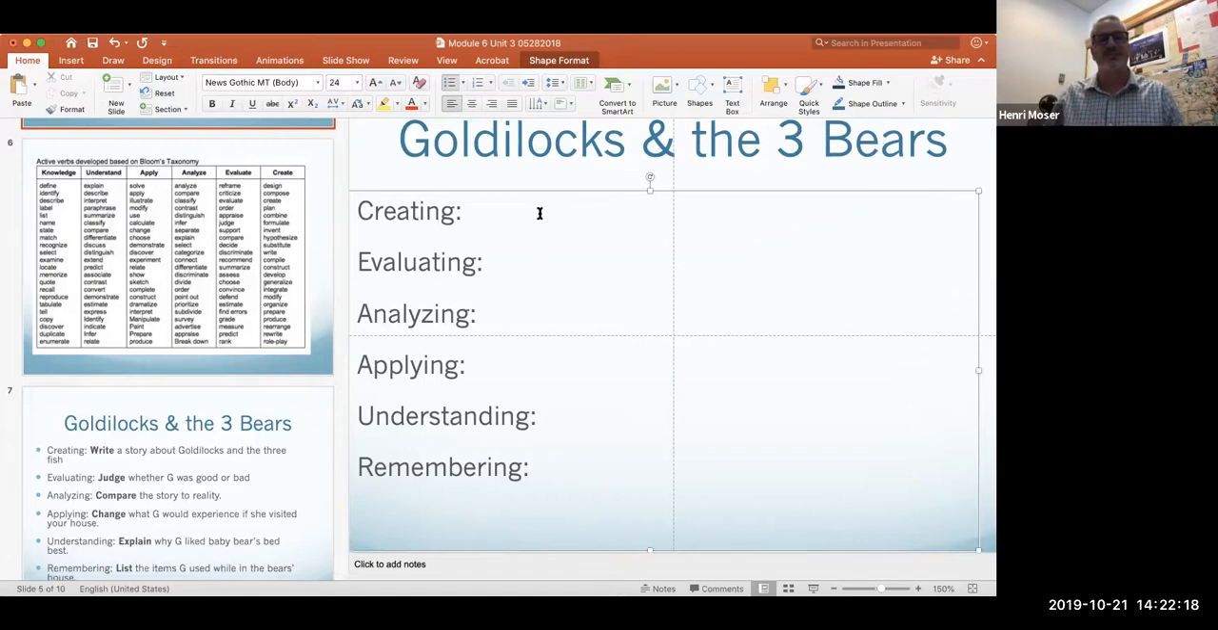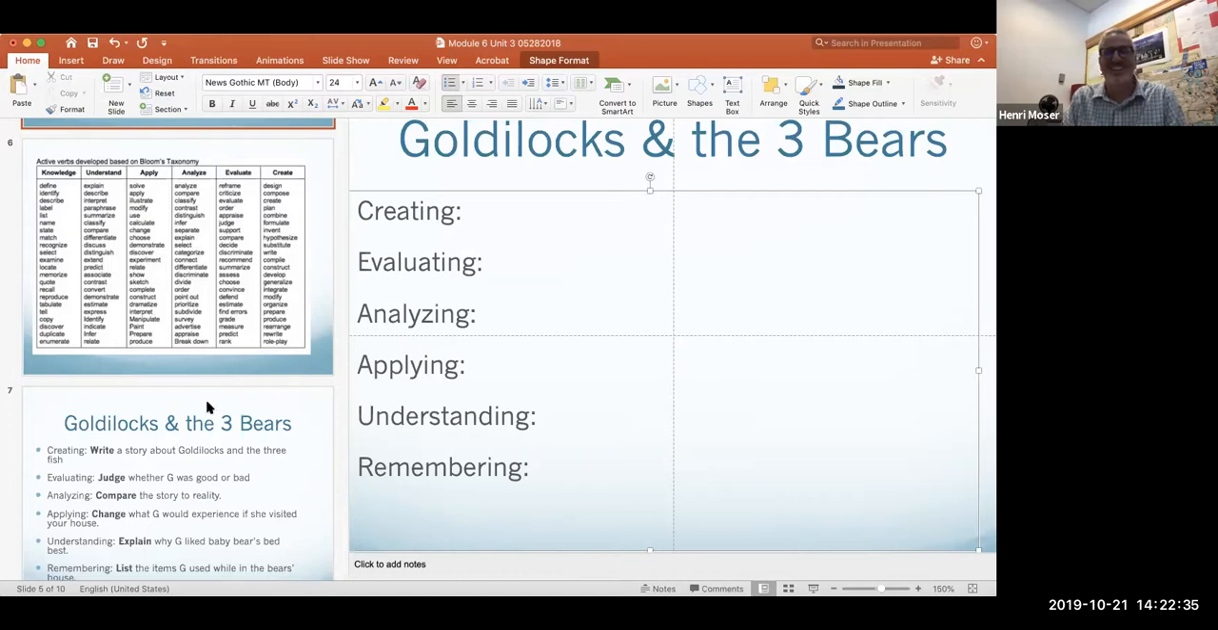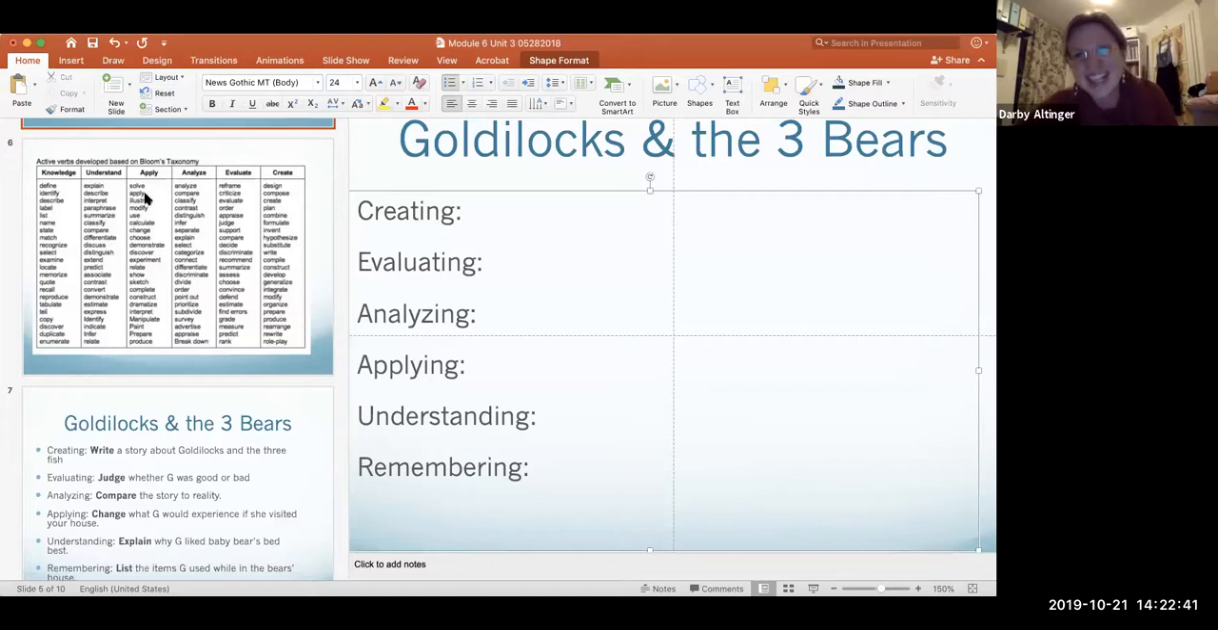Let's start with Taylor, Ayub, and Darby, you guys are a group. What did you come up with? You can all unmic and jump in as you wish. We had a wonderful experience because not all of us knew the story of Goldilocks and the Three Bears. I don't know it. I didn't want to out you, Ayub, but it was pretty awesome.